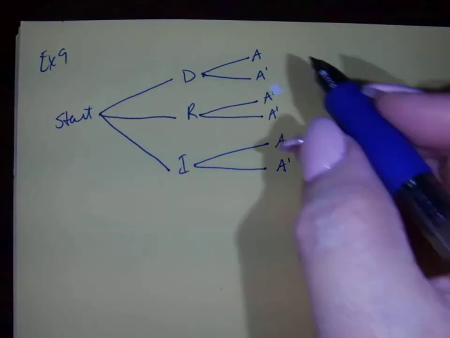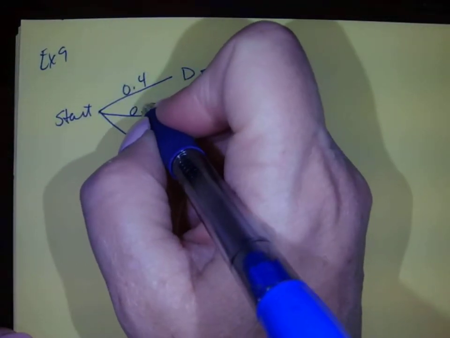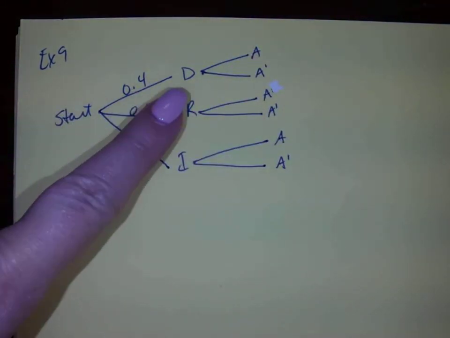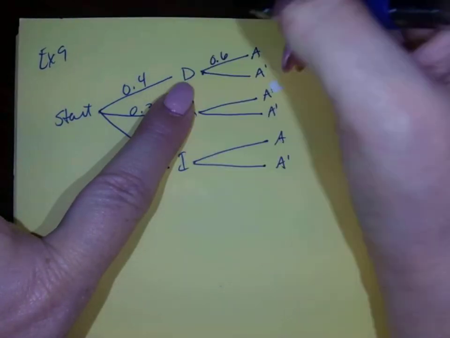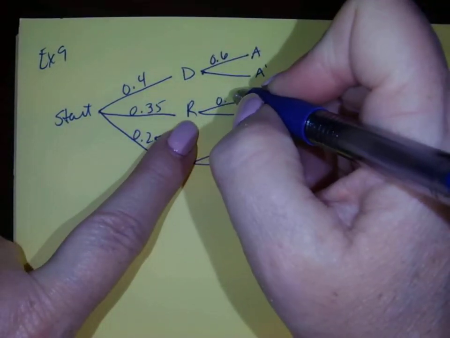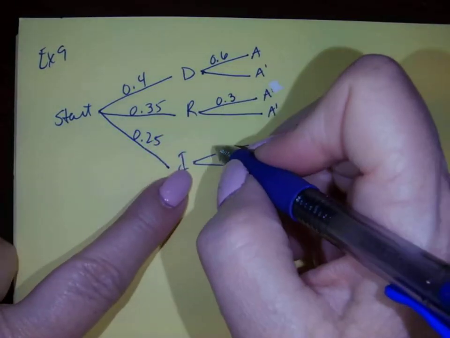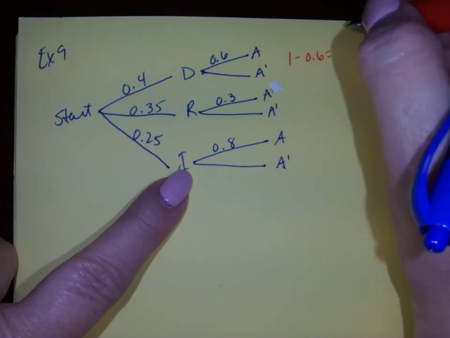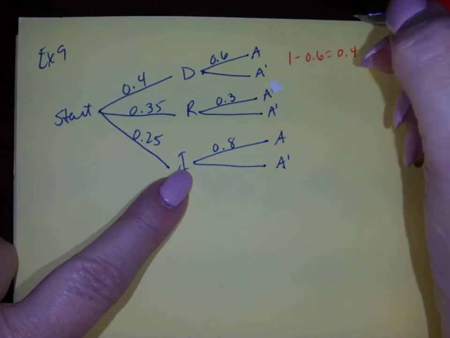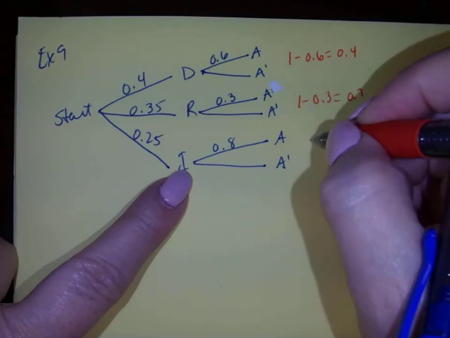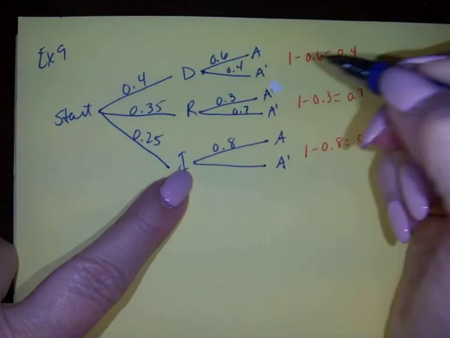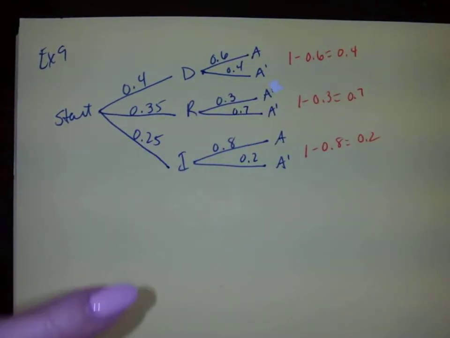So 40% were Democrats, Republicans were 35%, and the independents were 0.25 or 25%. For the Democrats that approved it, it was 60%. For the Republicans that approved, it was 0.3 or 30%, and the independents were 80%. So now to find our other numbers, we take 1 minus 0.6, and that'll get us 0.4. 1 minus 0.3 will get us 0.7, and 1 minus 0.8 is 0.2. So 0.4, 0.7, 0.2. Now A is in favor, A complement is not in favor.